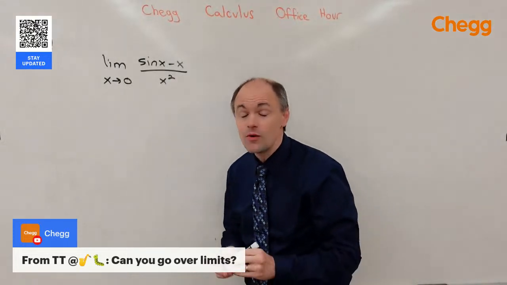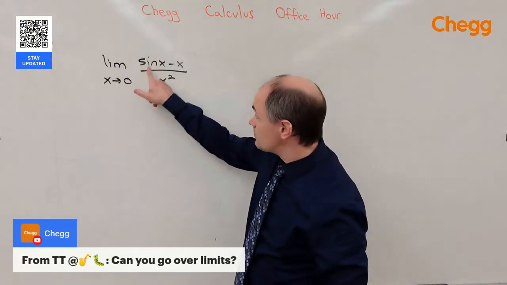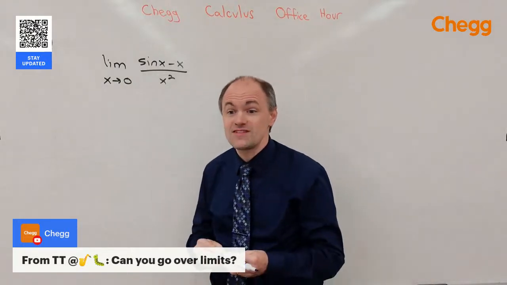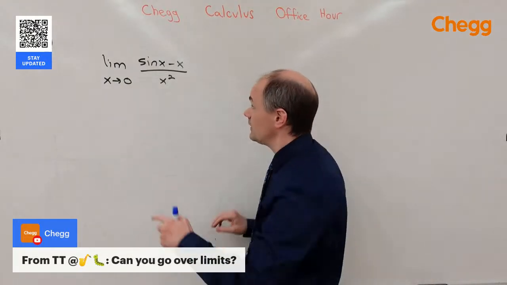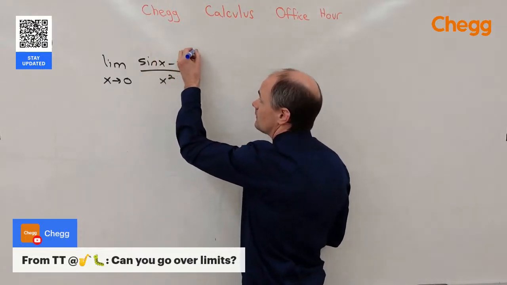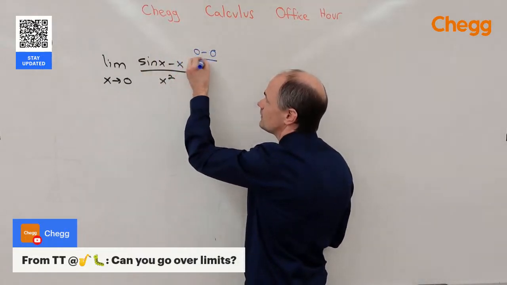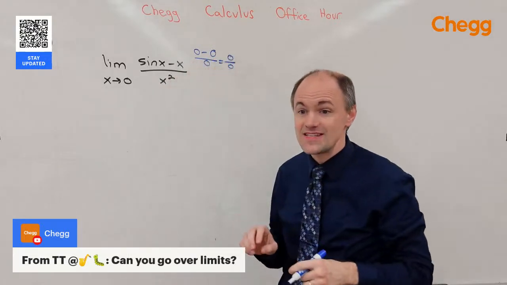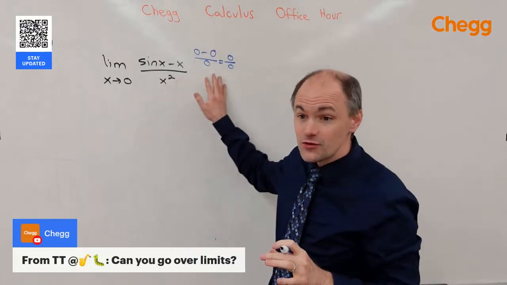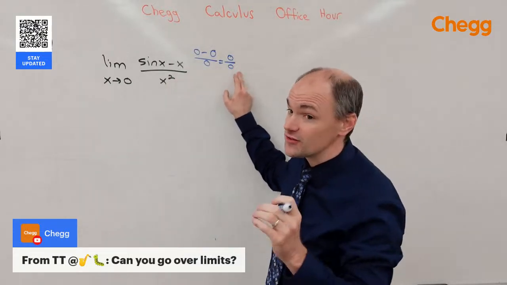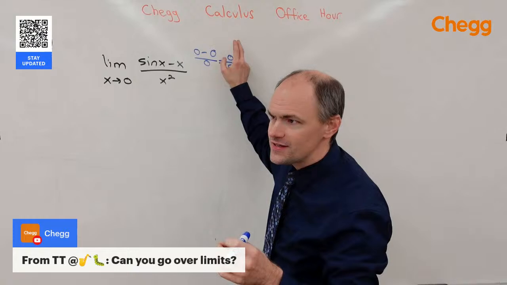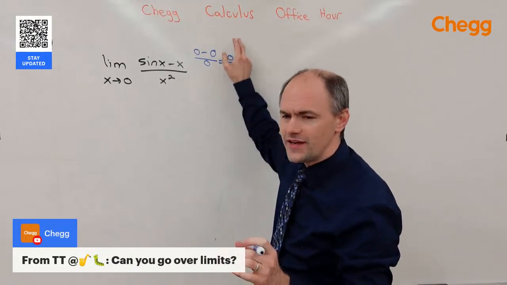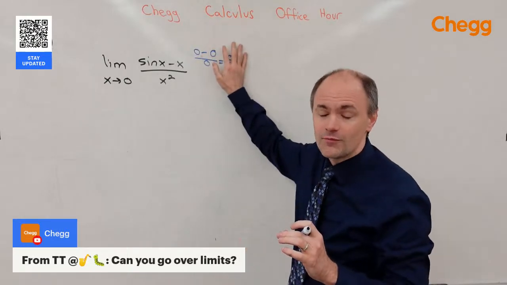Now, ideally, what we're going to do with the limit is we can just plug that 0 in. The problem is, what happens when we plug 0 in? Sine of 0 is 0. Minus 0 divided by 0 squared is 0. This ends up being 0 divided by 0. And the problem with 0 divided by 0 is anything divided by itself is 1, right? But 0 divided by anything is 0. But we can't divide by 0. All sorts of problems with this setup.